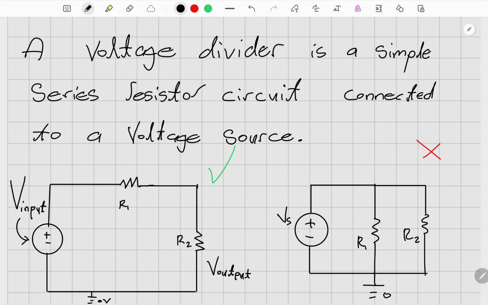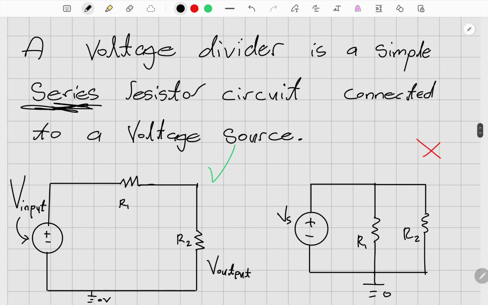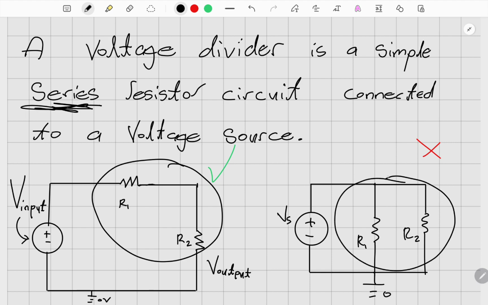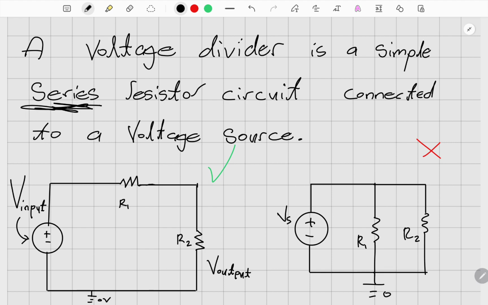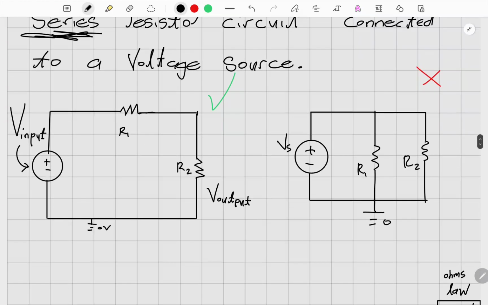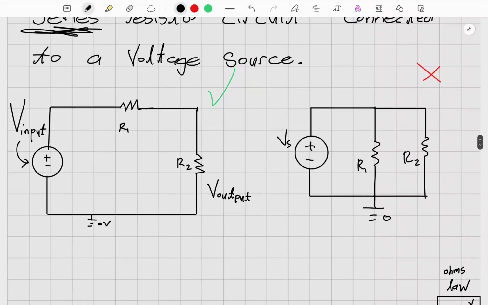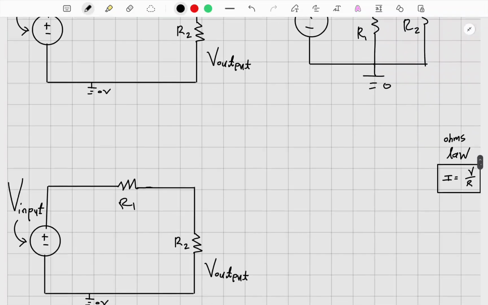And here's why. If we look at the definition, a voltage divider is a simple series resistor network. And if we look at the left circuit, these two resistors are connected in series and these are connected in parallel. If you're still having trouble, then you can look at my parallel and series video for resistors. It's pretty helpful, but this video is going to be talking about the voltage divider, so let's move on.